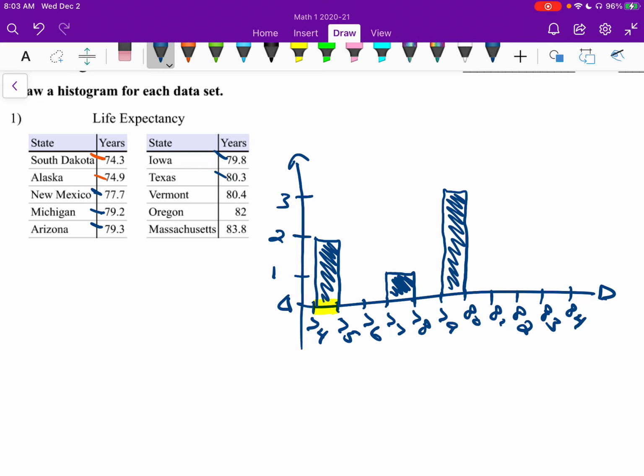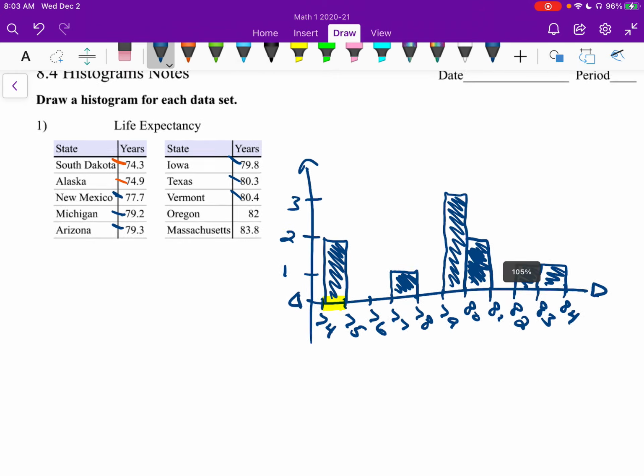Next up, I have 80 and 80. So between 80 and 81, I have two pieces of data. And notice how my bars go right up next to each other. There's no gap between them. And then I have 82. Well, 82, we consider that between 82 and 83. So I have 1 piece of data there. And then 83.8 is between 83 and 84. Just like that. So there we are. That's how we do that.